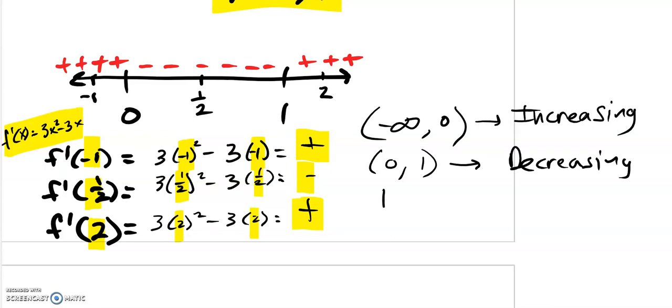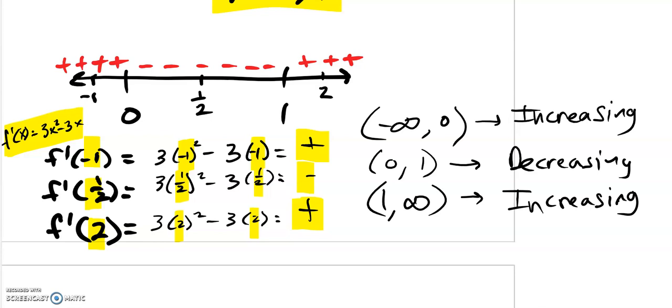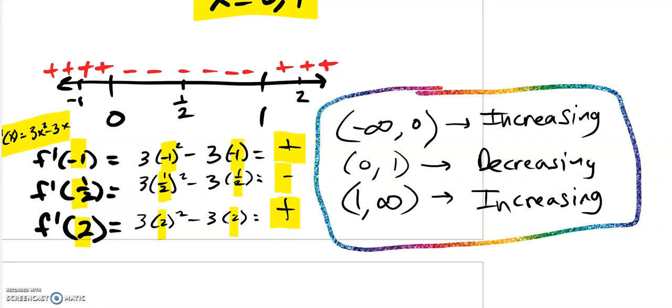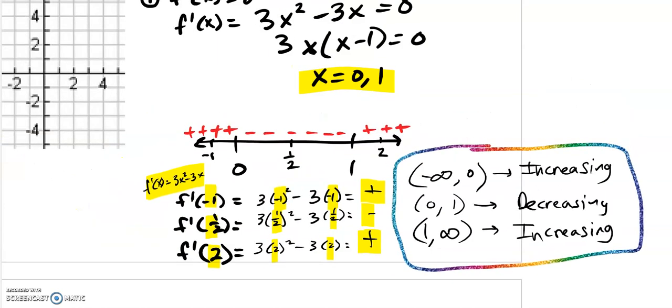And then from 1 to infinity, it goes back to increasing. Right, so when you're asked to determine the intervals on where it's increasing and decreasing, this is what we're looking for, right here. Okay, that's how you would explain the intervals at which the graph is increasing or decreasing. And if we sketch the graph, we know that here it's going to be increasing to decreasing, decreasing to increasing.